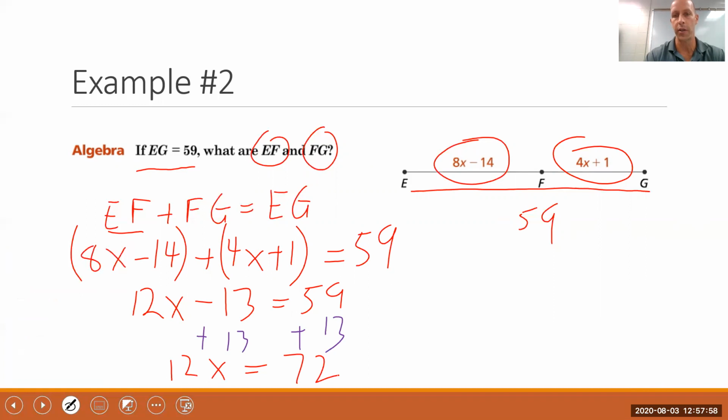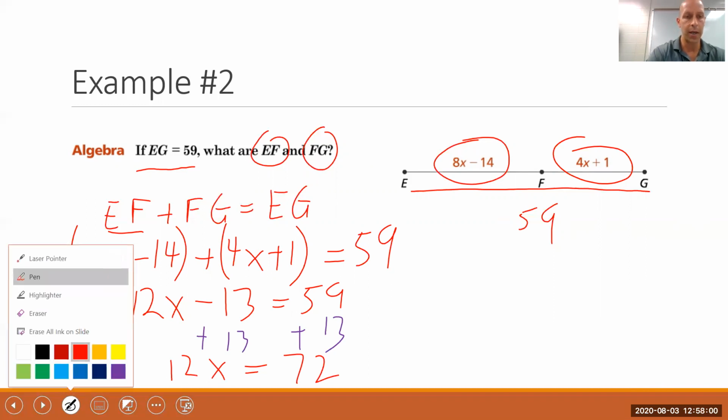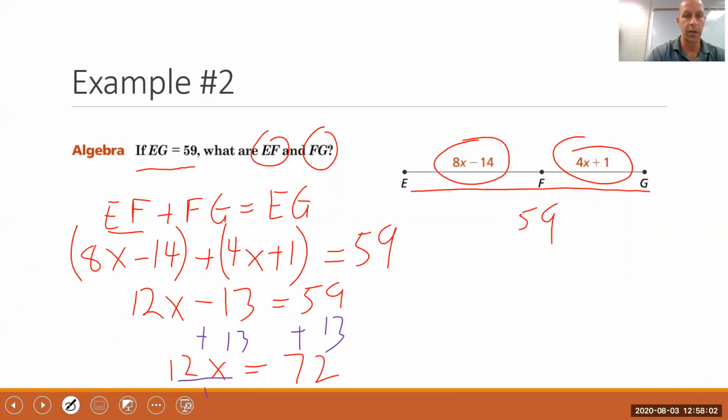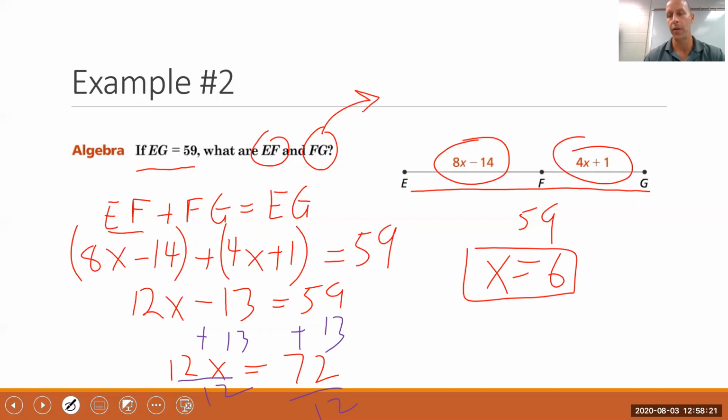Now here's a hard question. How do I take 12 into 72? Well, in case you don't know what that answer is, the answer is 6. So x is 6. Now look, we found x. We still have to find EF and FG. Now I am only going to find FG for you. I'm going to let you find EF on your own.